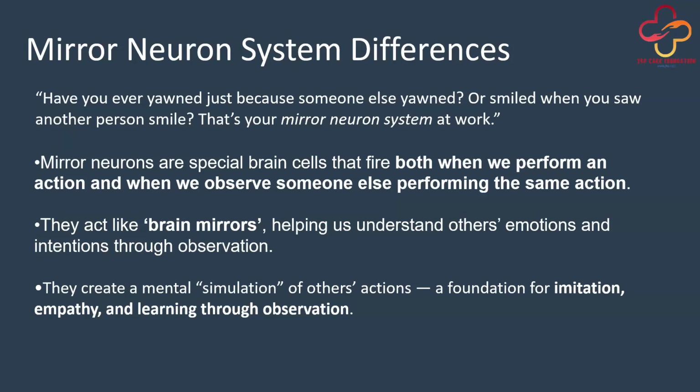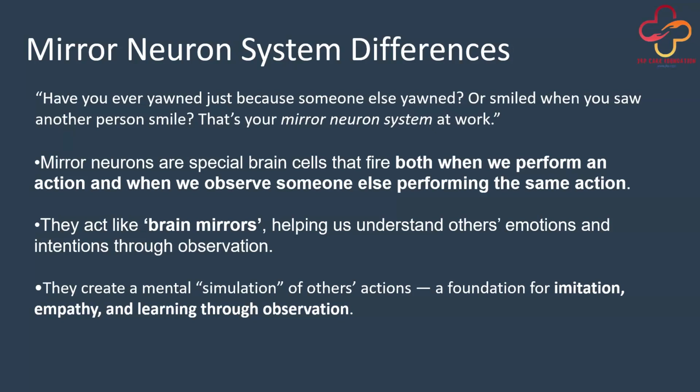We have some neurons in the brain called mirror neurons. They are special brain cells that fire both when we perform an action and when we observe someone else performing the same action. So we copy; the neurons mirror the other person. They act like brain mirrors, helping us understand others' emotions and intentions through observation. They create mental simulation of others' actions, a foundation required for imitation, empathy, and learning through observation.